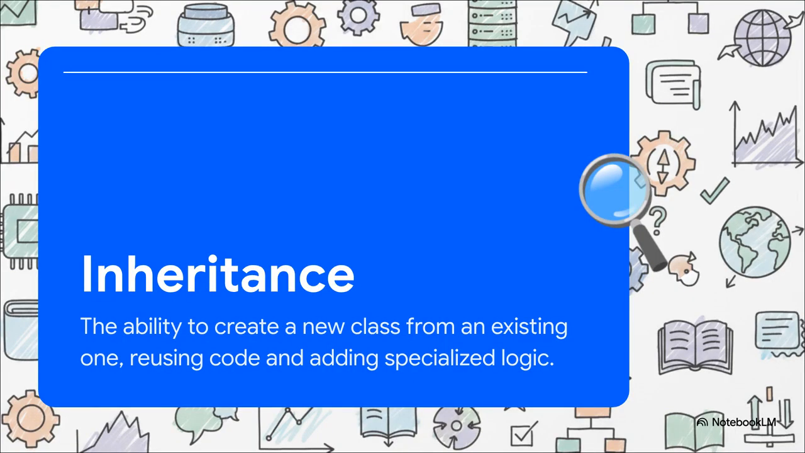So the first big idea in OOP is inheritance. Think of it like having a blueprint for a standard car. It's got an engine, wheels, a chassis, the basics. Now, using inheritance, you can take that basic blueprint and create a new one for a sports car. It gets all the standard car parts for free, you just add a turbocharger and some spoilers. You're reusing the original design instead of starting from scratch every single time. It's a huge time saver.